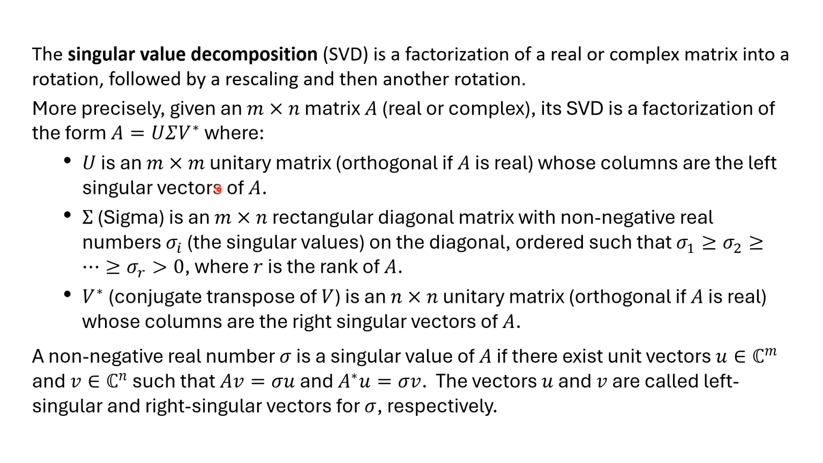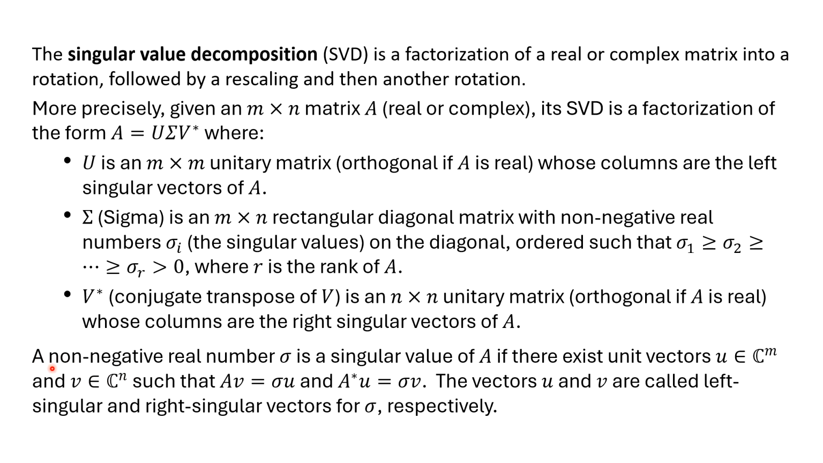Sigma is an m by n rectangular diagonal matrix with non-negative real numbers sigma sub i on the diagonal, ordered such that sigma sub 1 is greater than sigma sub 2 and so on, up to sigma sub r, where r is the rank of A. And then V conjugate transpose is an n by n unitary matrix, orthogonal if A is real, whose columns are the right singular vectors of A. Okay, so what are these singular values and these singular vectors? So we have a definition here.